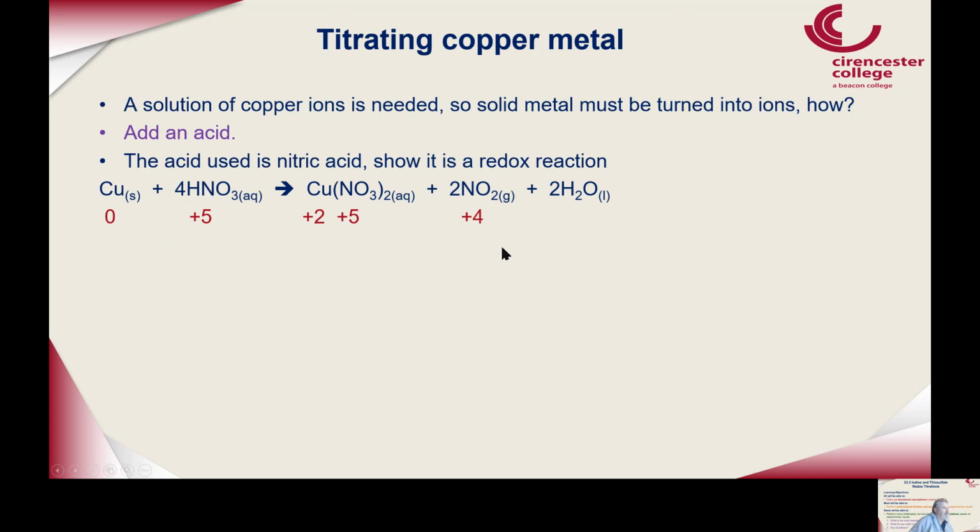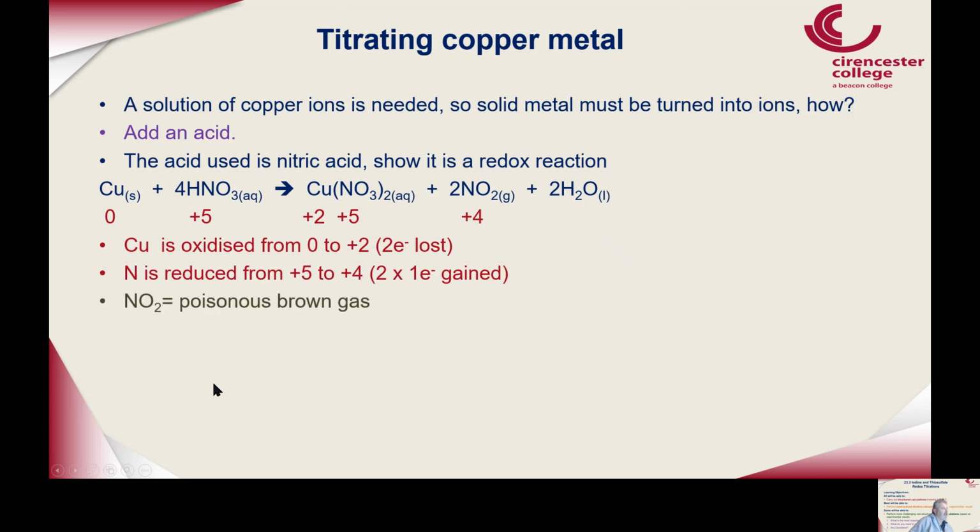So +5 to +4, that one obviously doesn't change, the nitrogen is still +5. Copper oxidized from 0 to +2, 2 electrons are lost. So there it is up there. We've got a nice poisonous brown gas when this happens. And copper nitrate is a nice green solution.